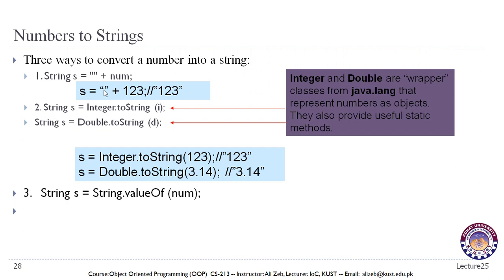If you want to read the value of a number, then you can use the valueOf method and pass the number, and this is the third way of converting a number into a string. You can store it in a string object. So s is equal to String.valueOf(123) will assign 123 in the form of a string to s. This will conclude our lecture. Over here we will discuss these examples in the code.